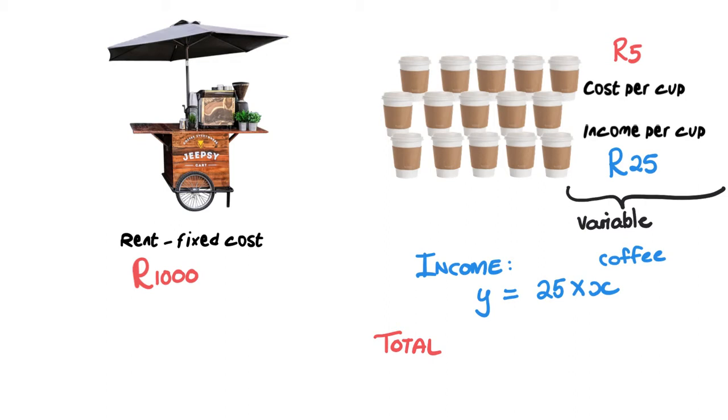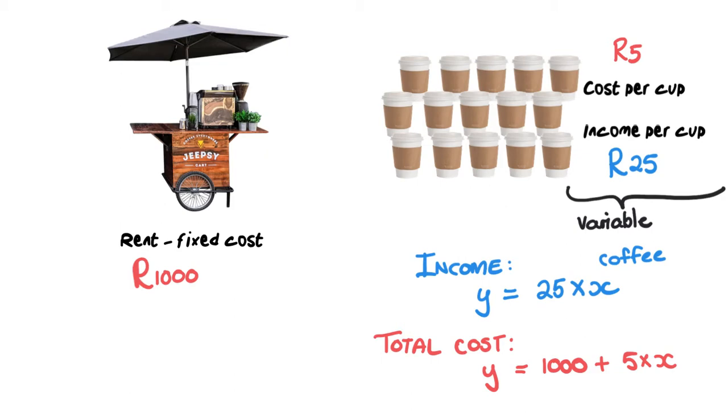So if I would like to write a formula for the total cost, I'm once again working with money, so I'm going to use Y again, because in a little while I'm going to compare the income cost and the total cost. And in this case, there's 1,000 Rand, which is fixed. And then on top of that, it's also 5 Rand per cup of coffee. And because it's per cup of coffee, I multiply it by X. So in other words, she pays 1,000 Rand for the cart, and then she spends another 5 Rand for each cup of coffee that she makes afterwards.